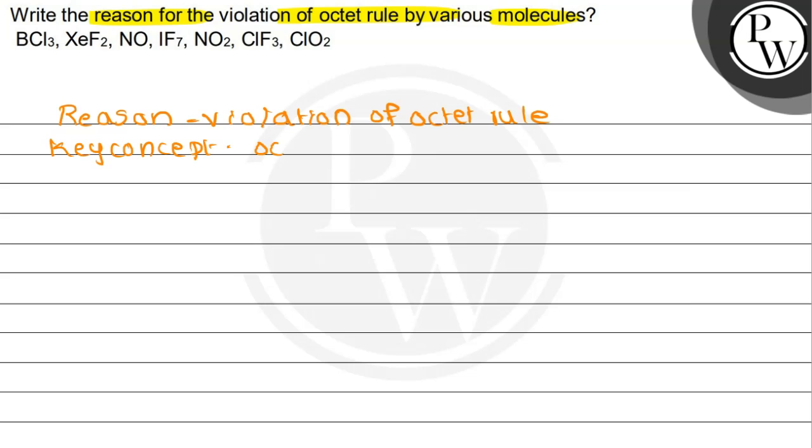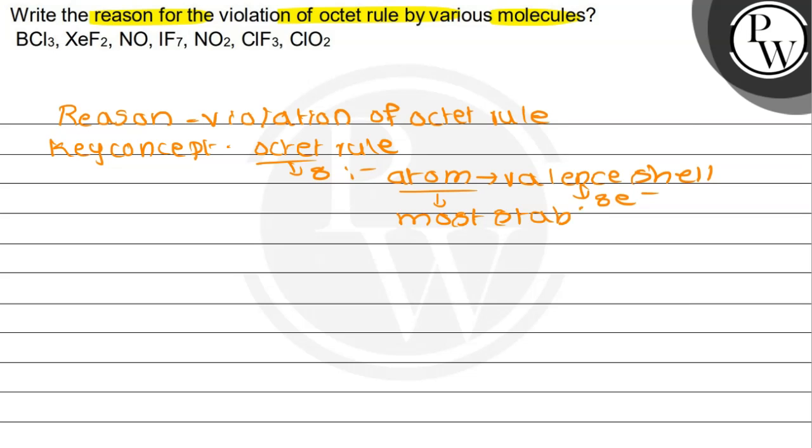Octet rule. So what is octet rule? Octa refers to the 8. Octa means 8. So octet rule, it is a chemical rule of thumb. That means the atoms in a molecule tend to bond in such a way so that the valency shell is filled with 8 electrons. That means atoms become more stable when they attain 8 electrons in their valency shell, or they have 8 valency electrons.